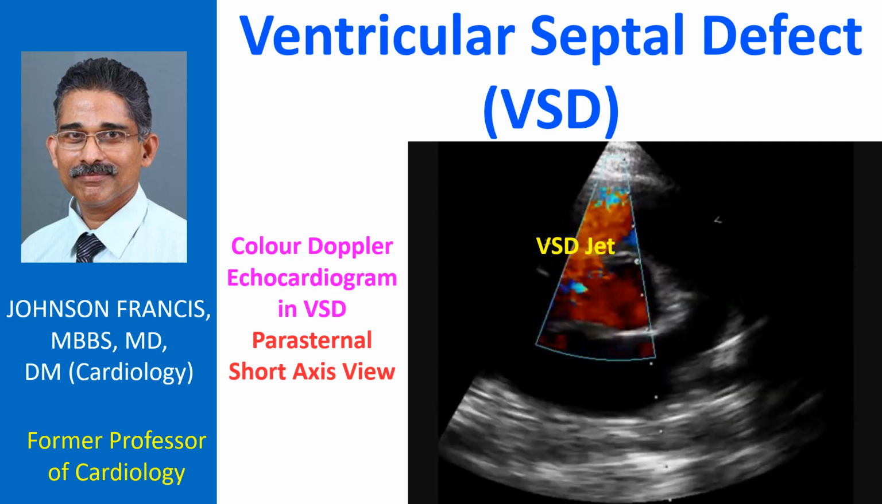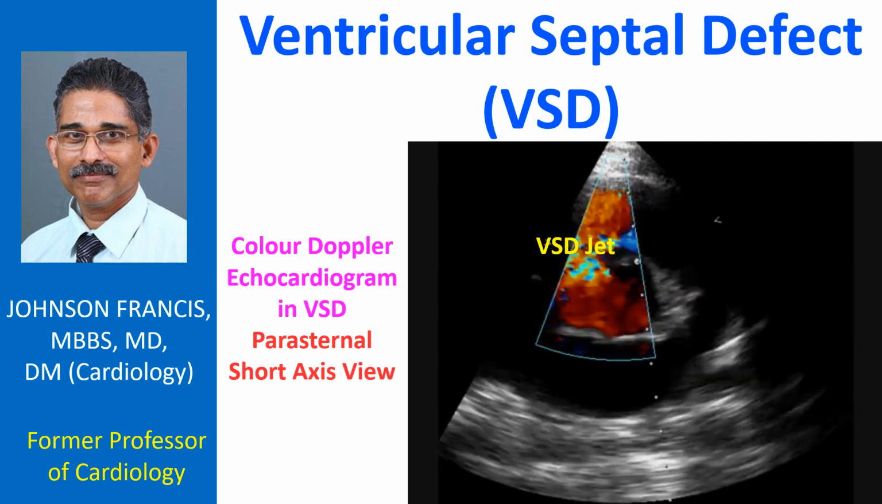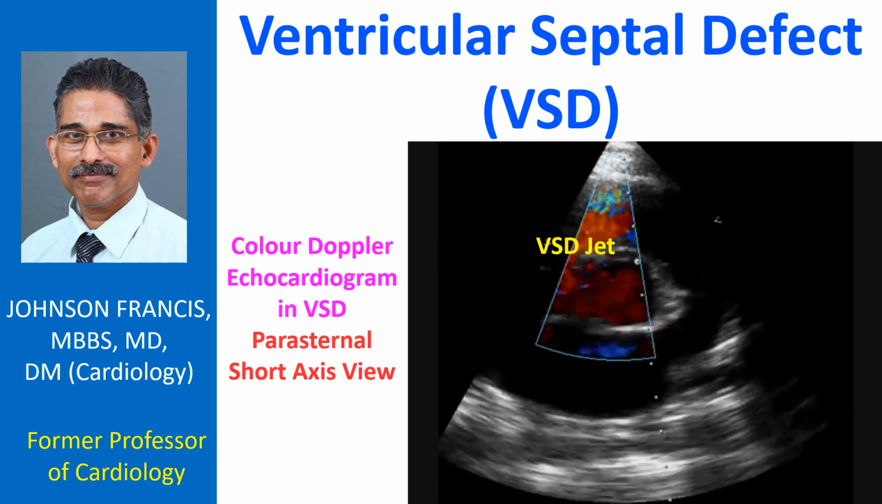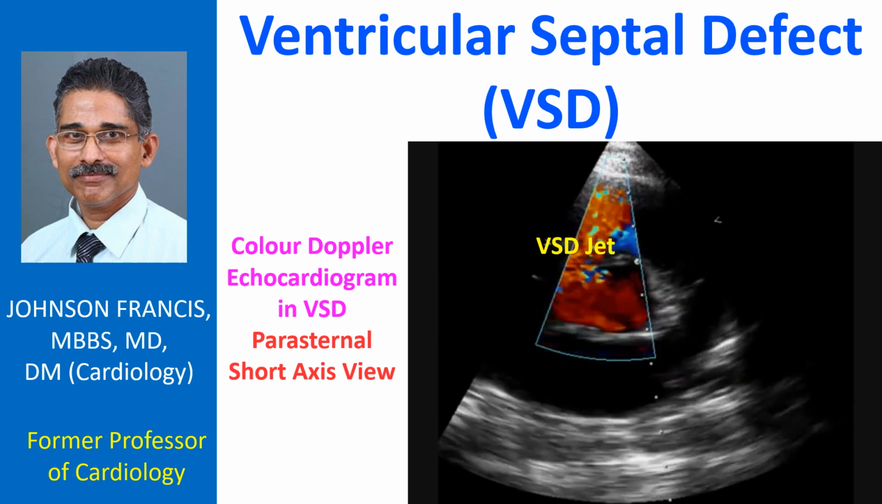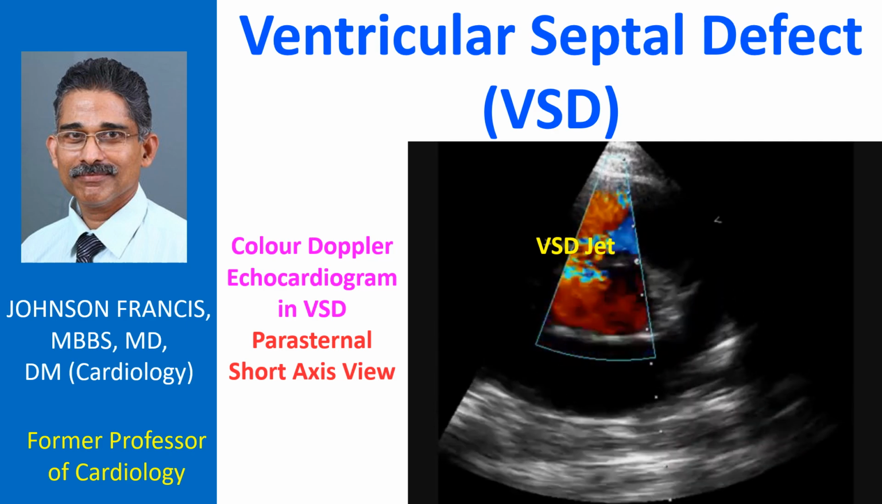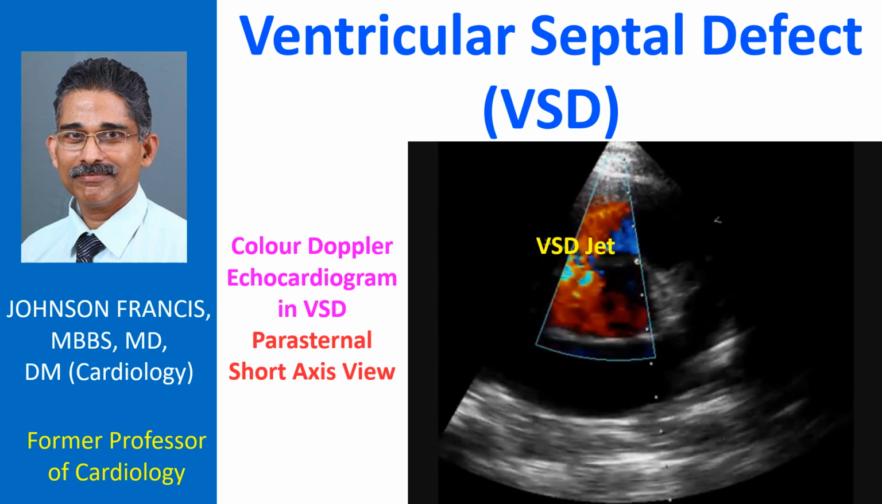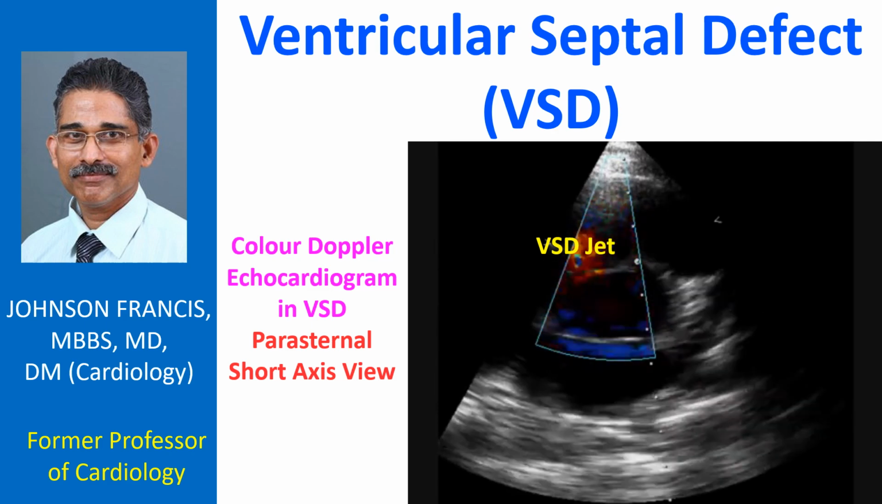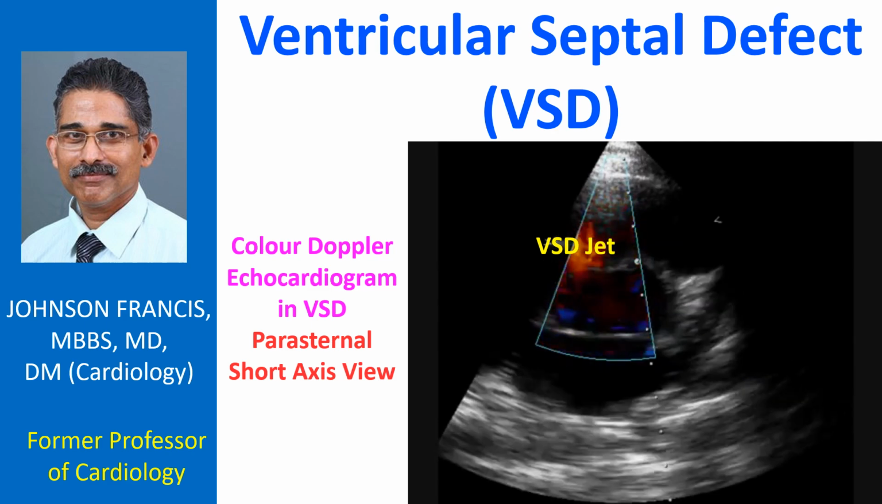Ventricular septal defect is a defect in the interventricular septum separating the two lower chambers of the heart, known as ventricles. It is the commonest congenital heart defect. The commonest variety of VSD is the perimembranous VSD, situated near the membranous part of the interventricular septum.